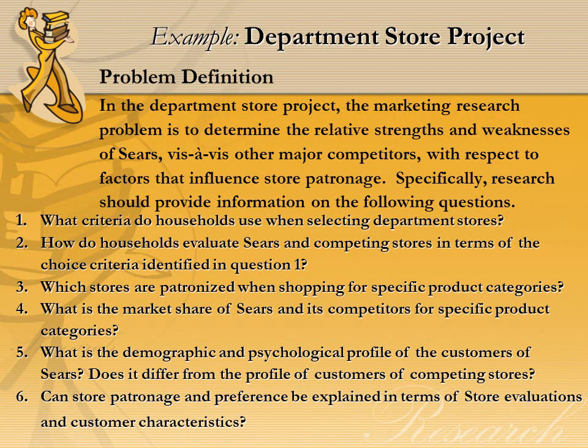The sixth question is an interesting question. Can store patronage and preferences be explained in terms of store evaluation and customer characteristics? This is a question of causal research, because store patronage can lead to store evaluation, and preference leads to customer characteristics. So it is more like causal research. Starting with exploratory research leads to causal research. This is where you use this combination.